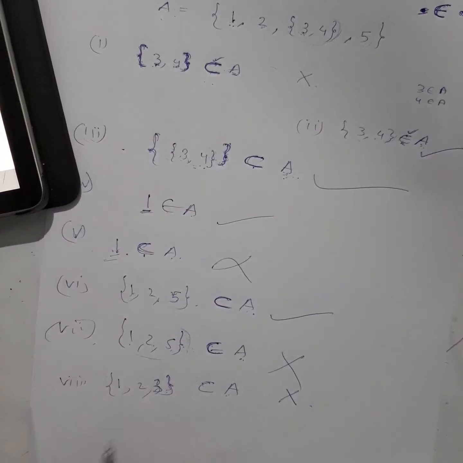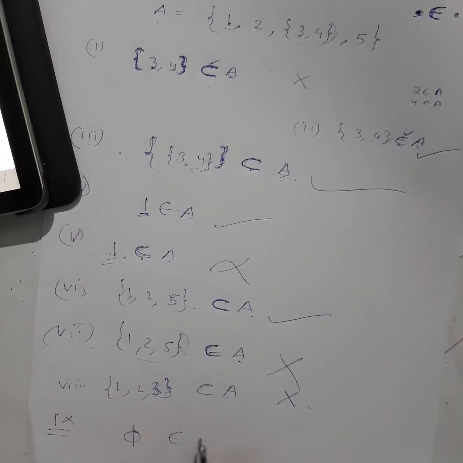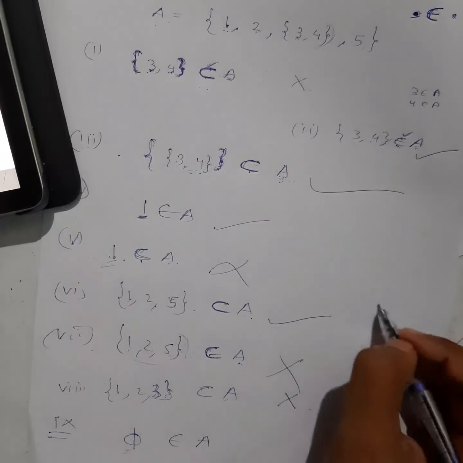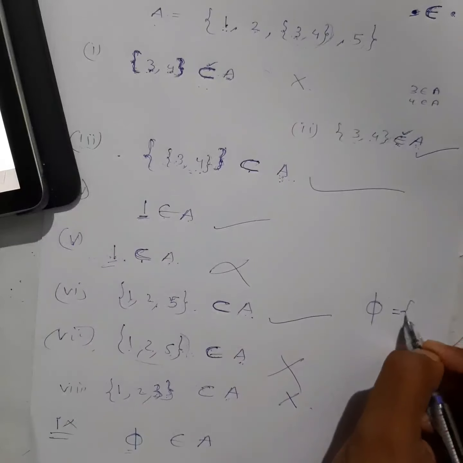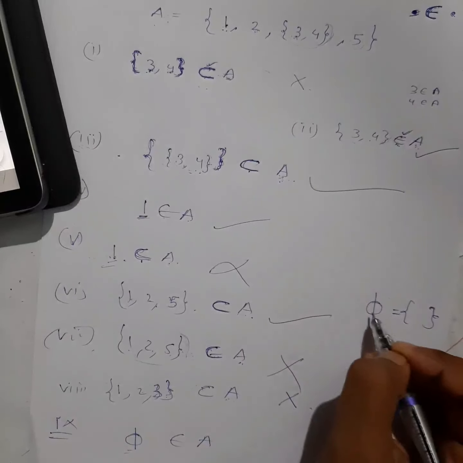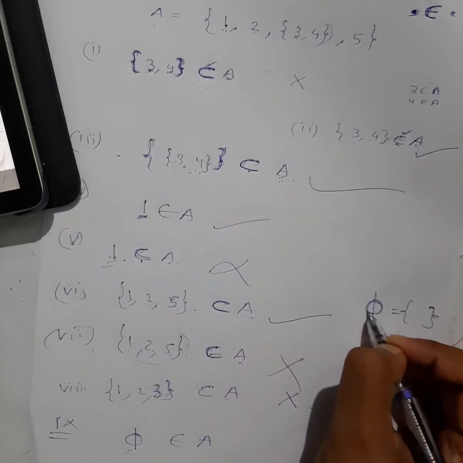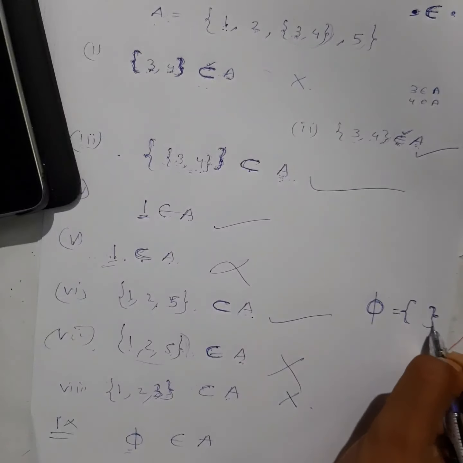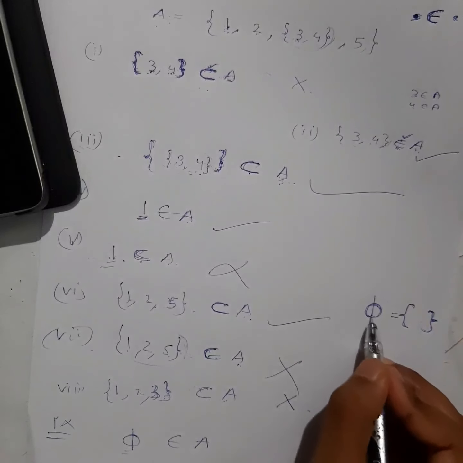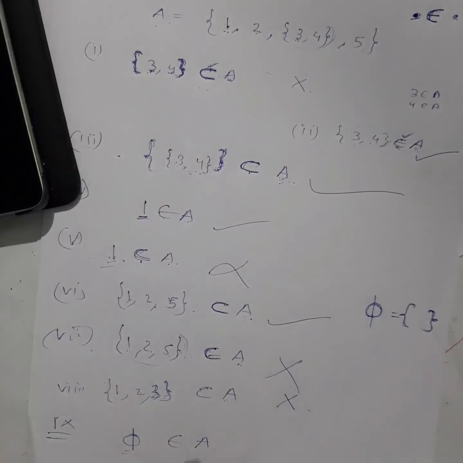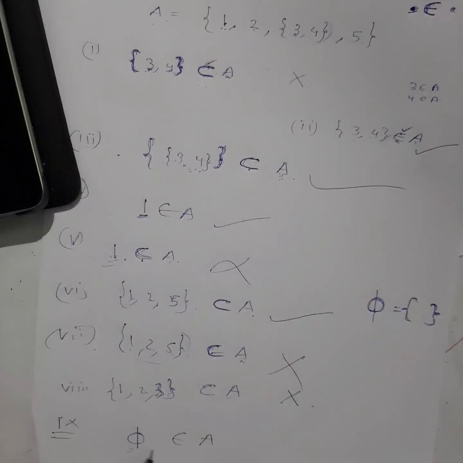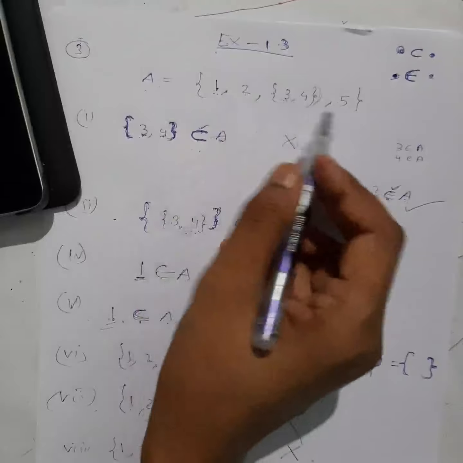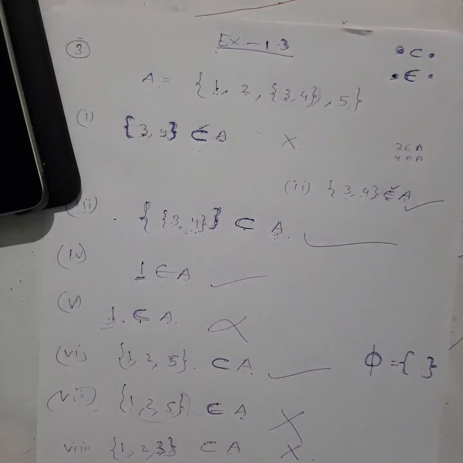Okay, next, number 9. The empty set belongs to A. First thing, what is this? It is a set. What kind of set? The empty set. It is a notation, right? And it means inside this there will be no element. Now it is itself a set, so the statement says a set belongs to A. That set you don't have here. I hope you can understand.